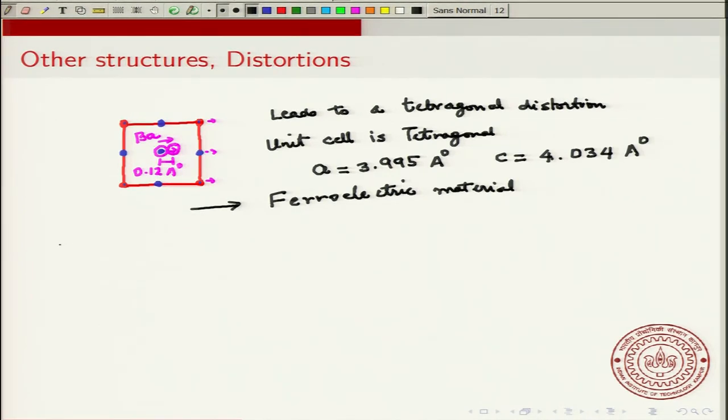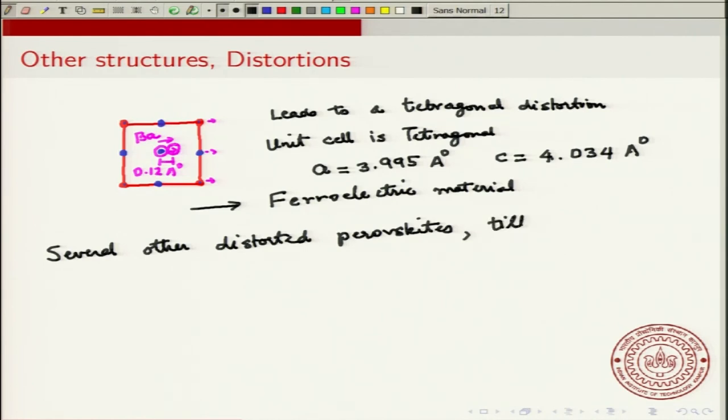There are several other distorted perovskites. There are things like tilted perovskites, etcetera. What I want to say is that as you play around with different materials, the perovskite structure gets slightly modified, and various distortions form, and each of these will give you a slightly different structure. In some cases like barium titanate, you can actually see a tetragonal distortion. So this is BaTiO3, the standard material for ferroelectric applications.